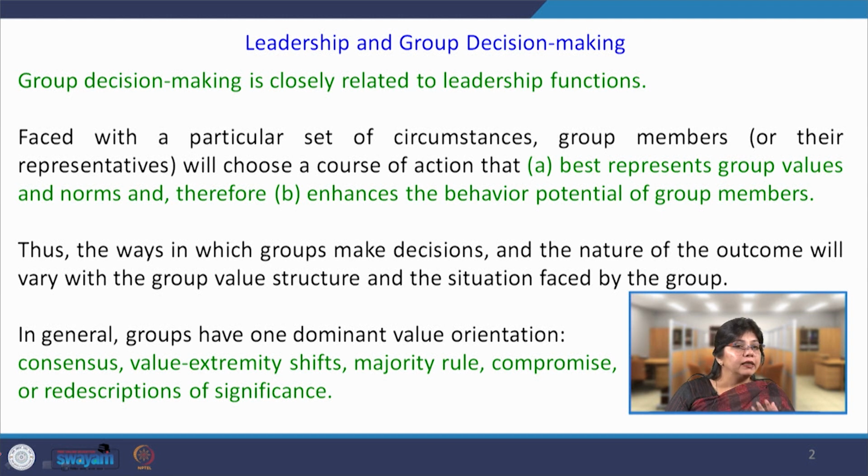It is not about integrity or morality, what we talk about in terms of values. Here these values are related to the decision making process through a particular leader. Therefore, leadership plays a very important role in decision making based on this group value orientation. Let us discuss these orientations in detail, that is how consensus, value extremity shifts, majority rule, compromise or redescription of significance play an important role in any leader's decision making style.